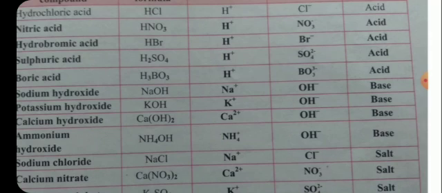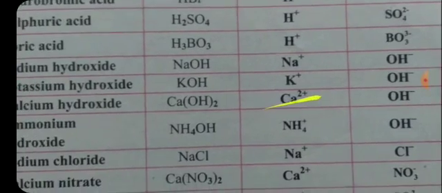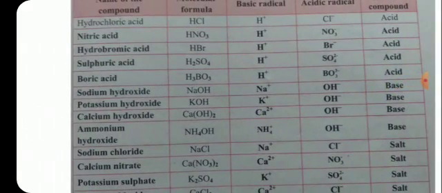Cations are basic radicals and anions are acidic radicals. Cations are positively charged radicals and anions are negatively charged radicals. Cations are basic in nature, anions are acidic in nature. Calcium hydroxide: Ca2+ basic radical, OH- acidic radical, and it is a base. Ammonium hydroxide NH4OH: NH4+ basic radical, OH- acidic radical, and it is a base.